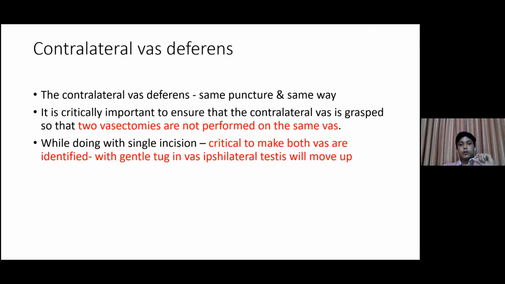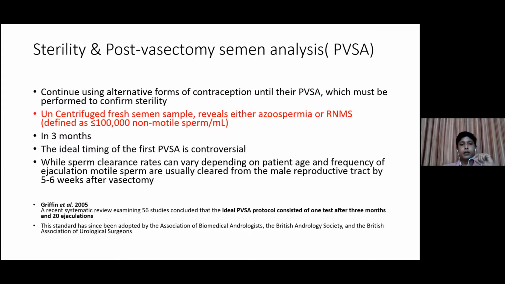But when we are doing it through the same incision, we have to make sure that we identify both vas differently, because sometimes we might mistakenly resect the same vas at two points. To identify both vas differently, we can do a gentle tug on the vas, and its lateral testis will move up. By doing this maneuver, we can identify the sides of the vas.